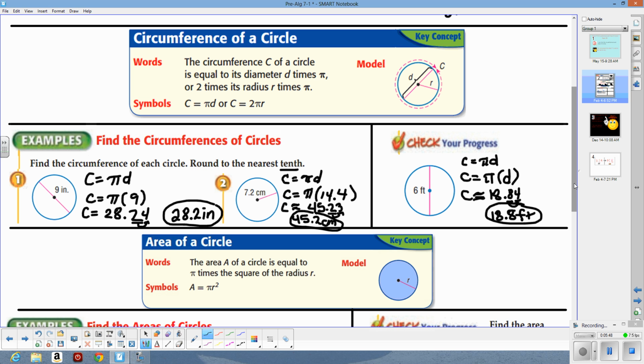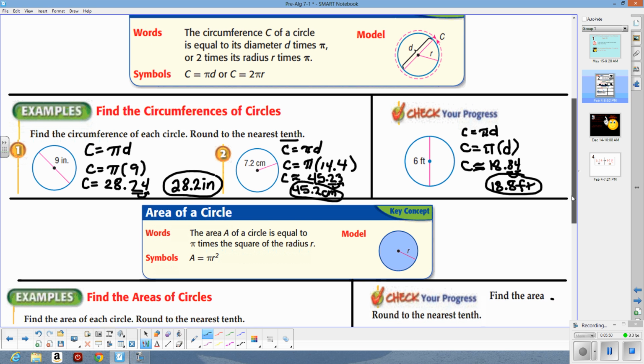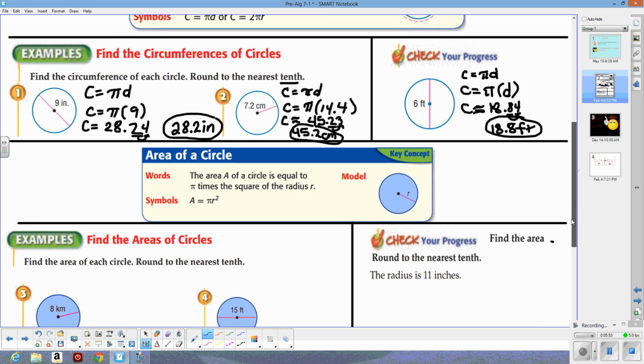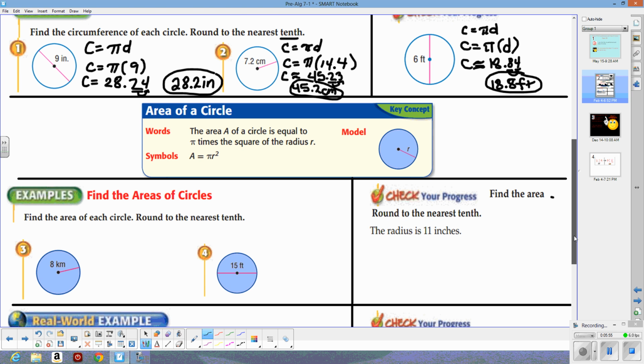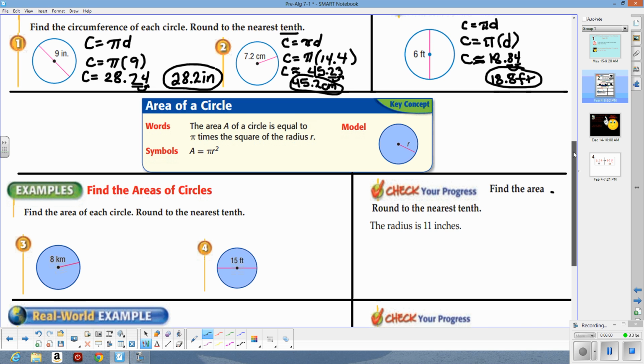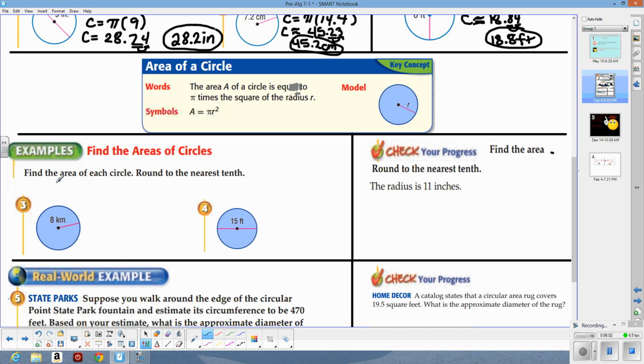Now the second thing we're going to talk about is the area of a circle. The area of the circle is the space inside, and the formula for that is area equals pi r squared. So for this example here, I'm going to go ahead and write down the formula. Area equals pi r squared. So area is going to equal pi times the radius. The radius is 8, squared.